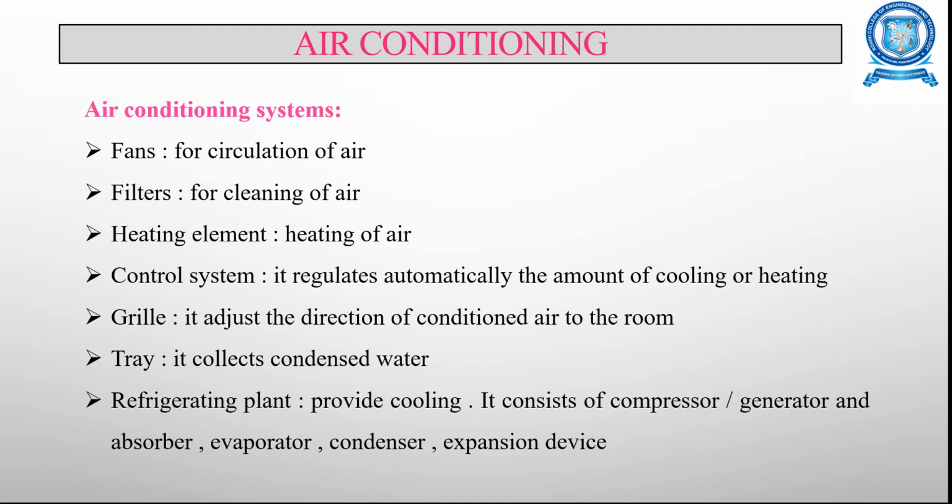Air conditioning systems normally consist of a fan for circulation of air, filters for cleaning the incoming air, and a heating element for heating of air. They have a control system which automatically regulates the amount of cooling or heating, and a grill, which adjusts the direction of conditioned air to the room. There is a tray, which collects condensed water, and the refrigerating plant which provides cooling. This consists of a compressor, generator, absorber, evaporator, condenser, and expansion devices.